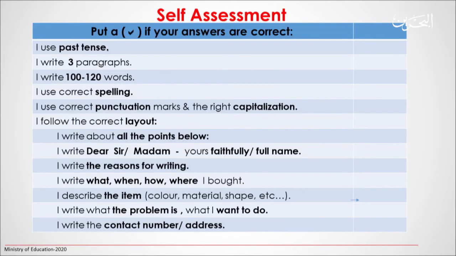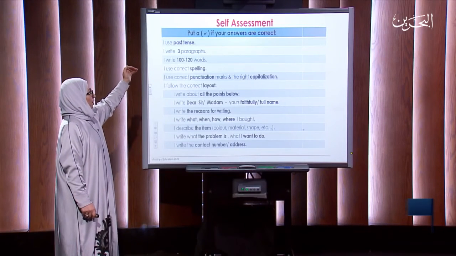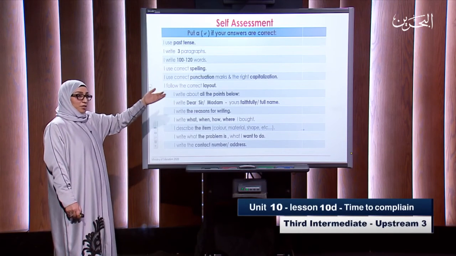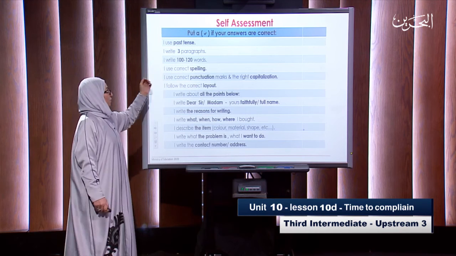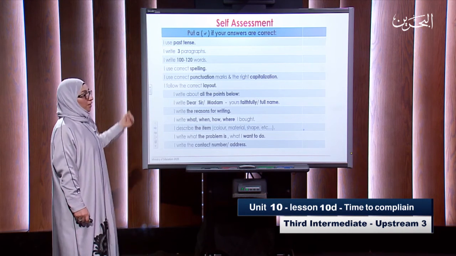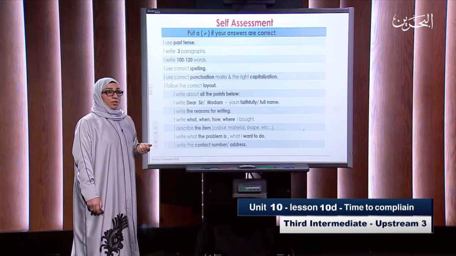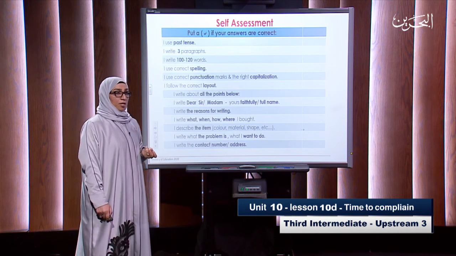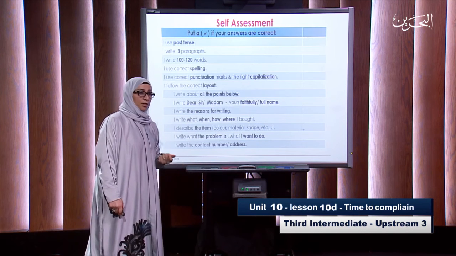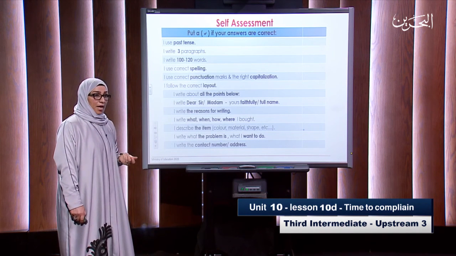You can assess your letter by going through this sheet. You have a self-assessment sheet here. Did you use the past tense, as something you bought before? You wrote the 3 paragraphs. I wrote 100 to 120 words. You used the correct spelling. I used correct punctuation marks and the right capitalization. I followed the correct layout.